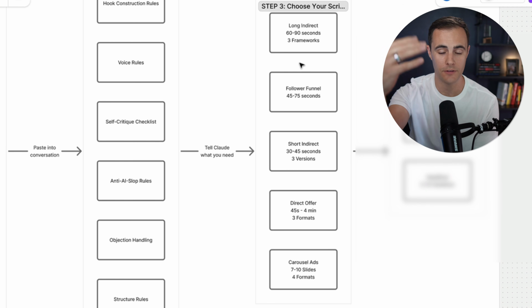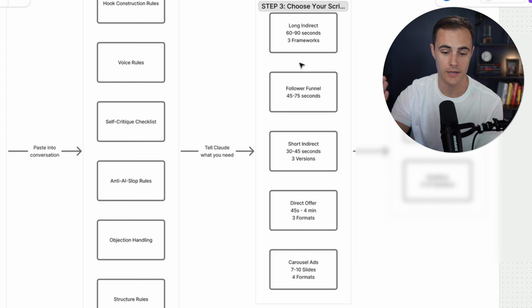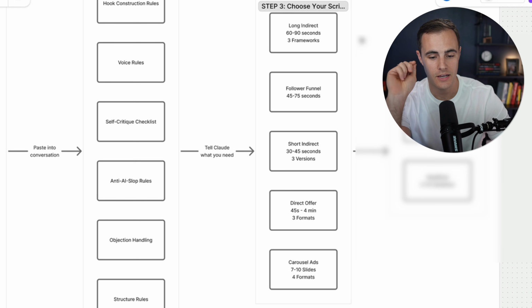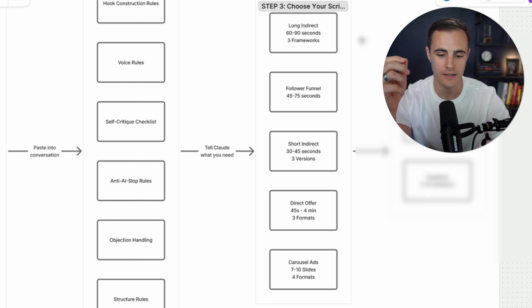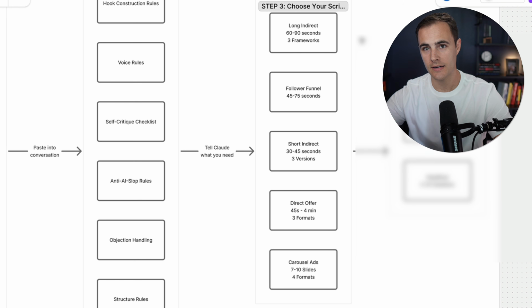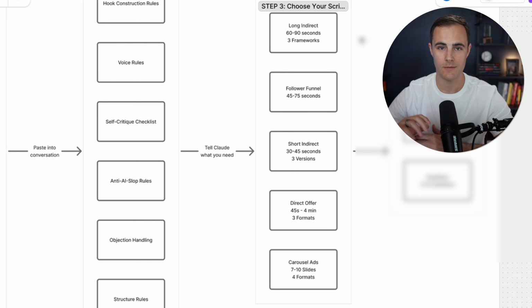Again, I have this program with 5 different ad templates, and actually one of these does have carousel ads, or carousels are included in this too, but I've got a long indirect ad, I've got a follower funnel, a short indirect ad, a direct offer, and a carousel ads. The indirect offers are essentially like lead magnets, webinars, whatever those may be, that's gonna be free. It's not promoting directly your service.